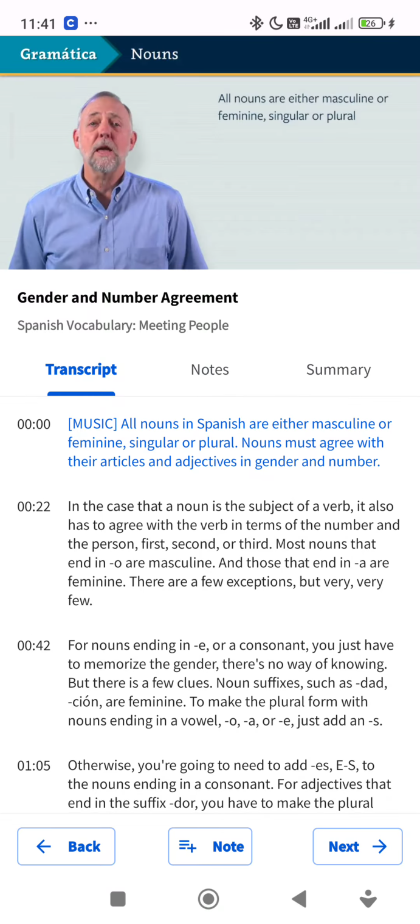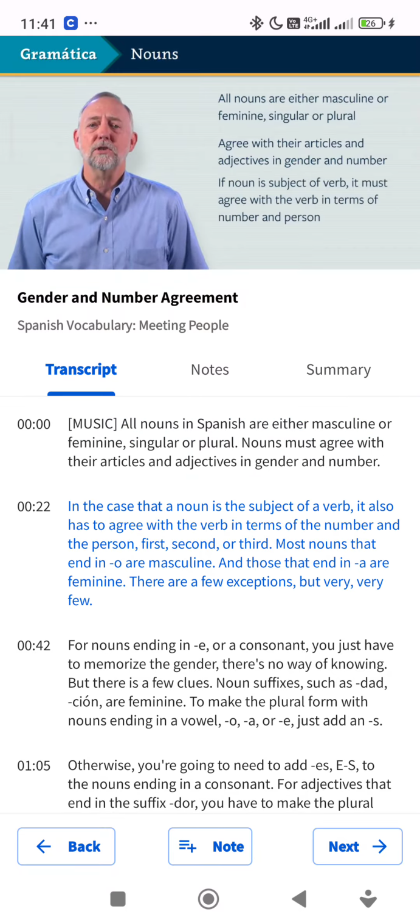All nouns in Spanish are either masculine or feminine, singular or plural. Nouns must agree with their articles and adjectives in gender and number. In the case that a noun is the subject of a verb, it also has to agree with the verb in terms of the number and the person: first, second, or third.